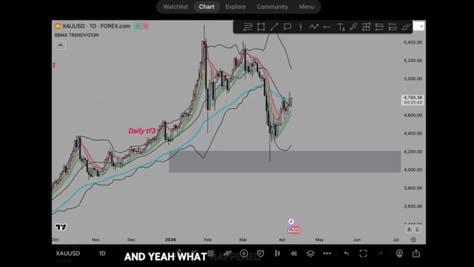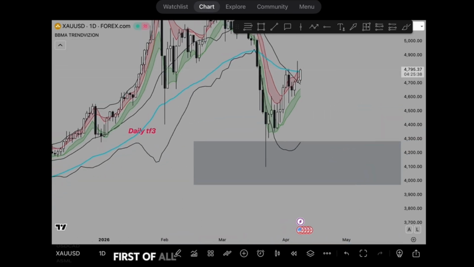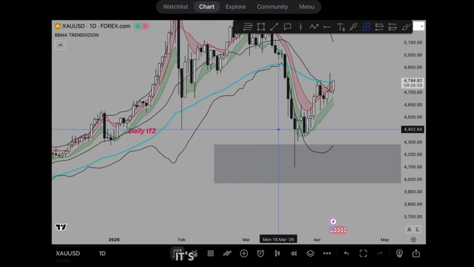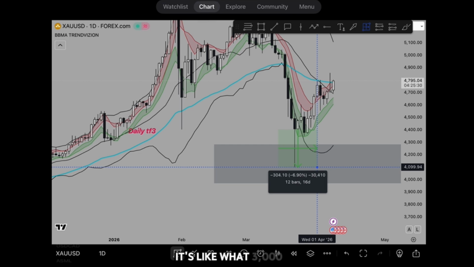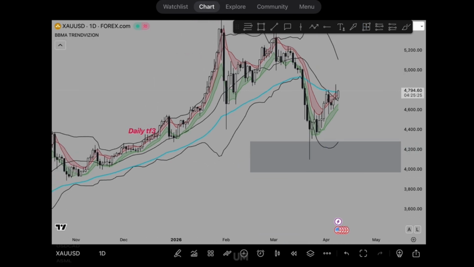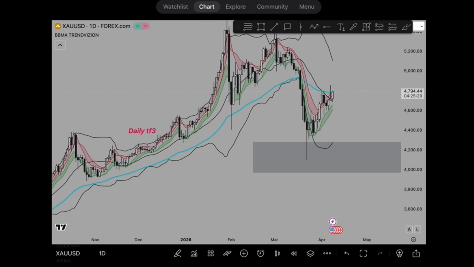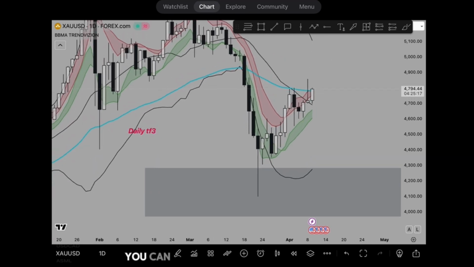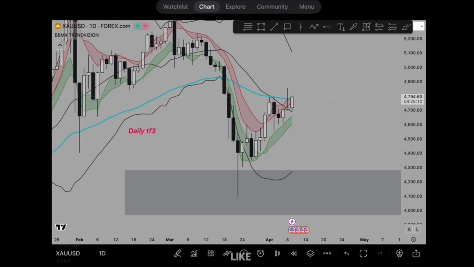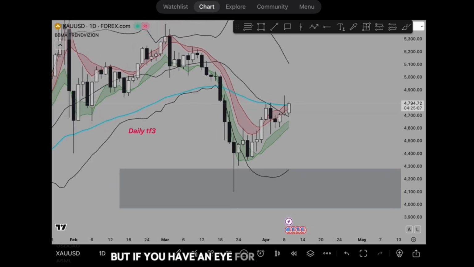And yeah, what happened at this area here? First of all, this is a big rejection on the daily. It's like 3000 pips in one day, by the way, that's insane. So you can also see the MHV structure here. It's a little bit messy because it's not perfect, but if you have an eye for it, you can see it too.